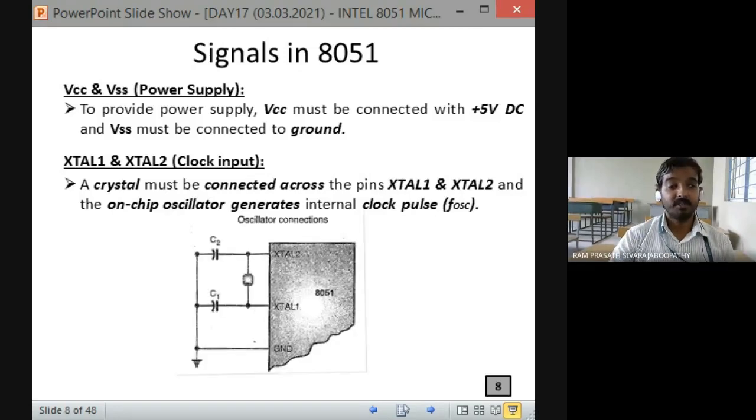So this is the way you have to connect the crystal. You can see this is the crystal connected across the pin external 1 and external 2, correct. Then 2 shunt capacitors we have to connect at the terminals of the crystal so that it will provide a stable oscillation.